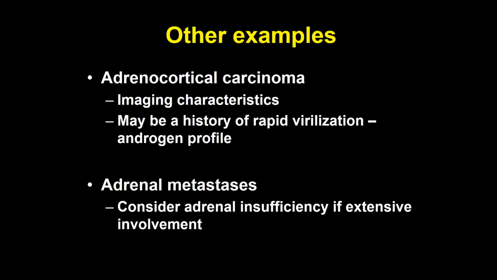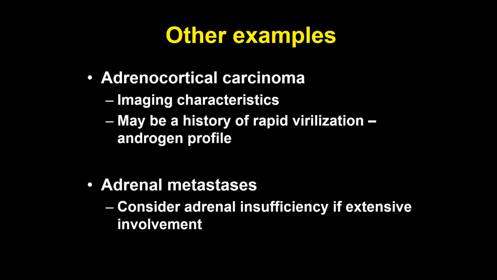Other cases to be aware of when you see the adrenal mass, less common but still out there, are adrenocortical carcinoma, and the imaging characteristics will often be a big clue here. As I'd mentioned earlier, very high Hounsfield units, delayed washouts. There may be a history of extremely rapid virilization, so a patient may complain of rapid change in increasing hair growth, maybe over a few months even. And so that's something to consider in those patients.